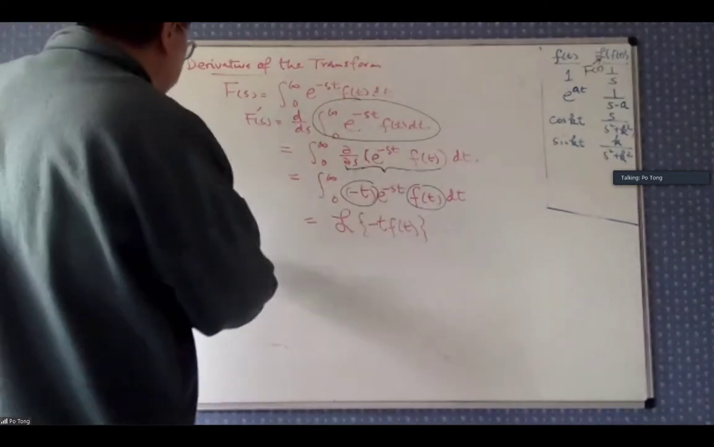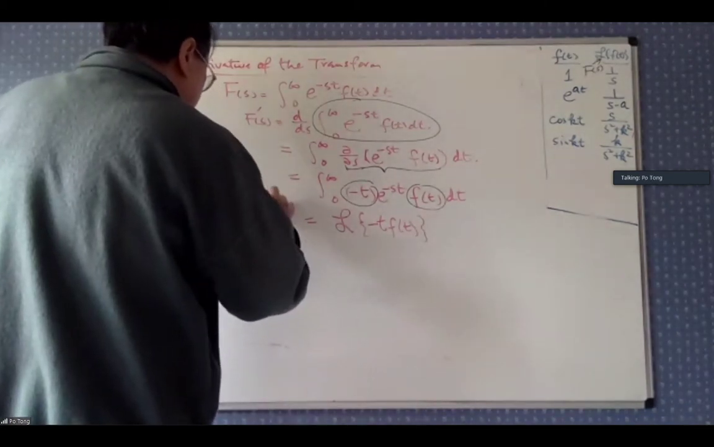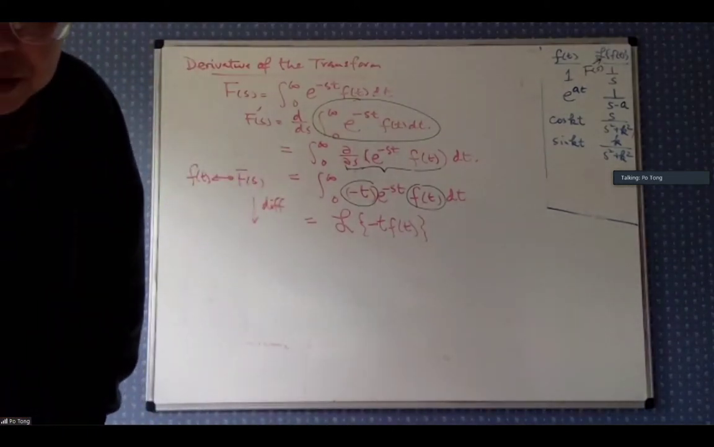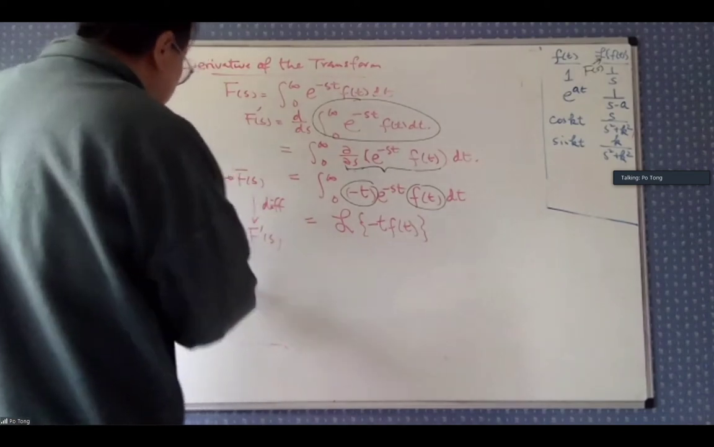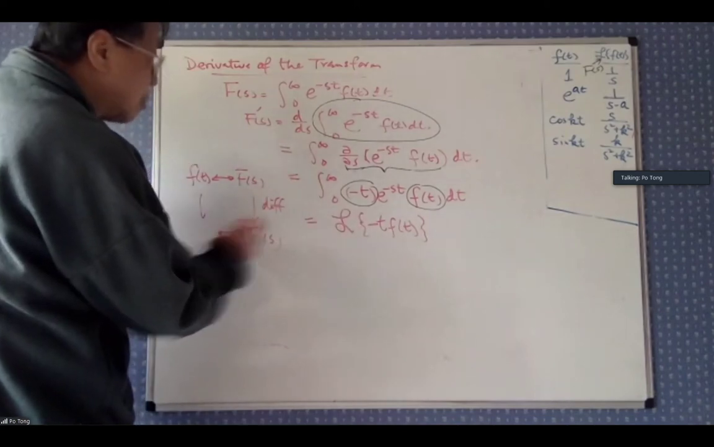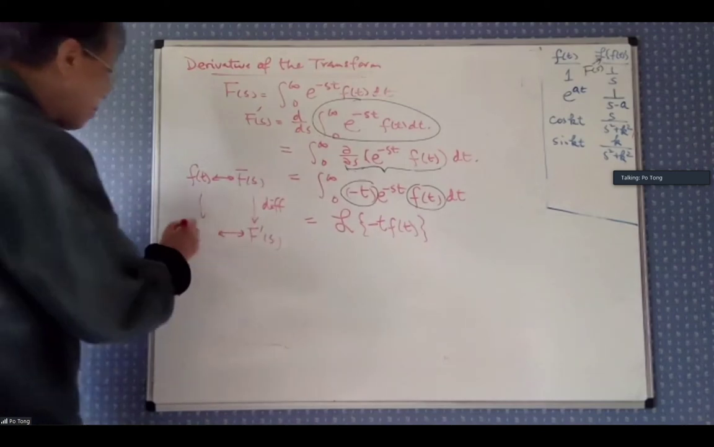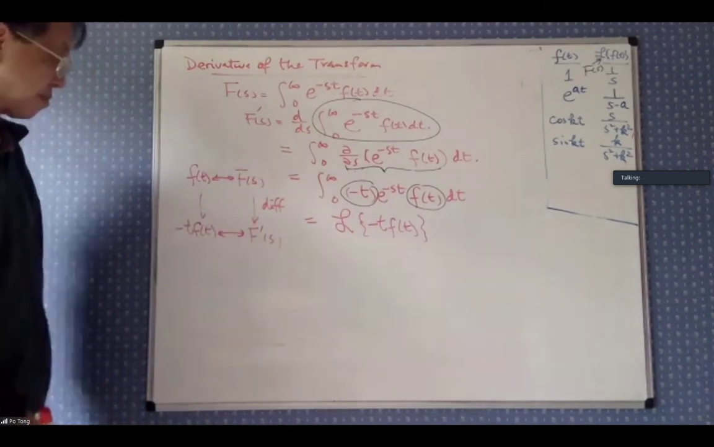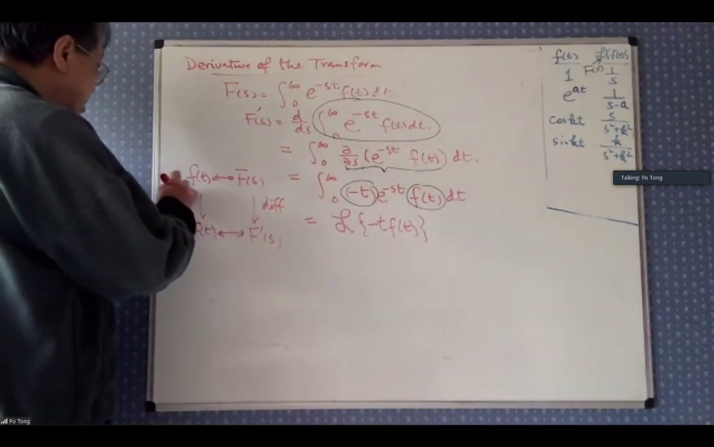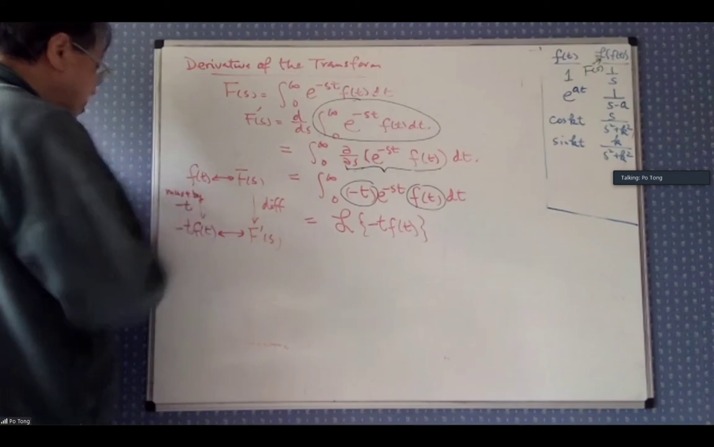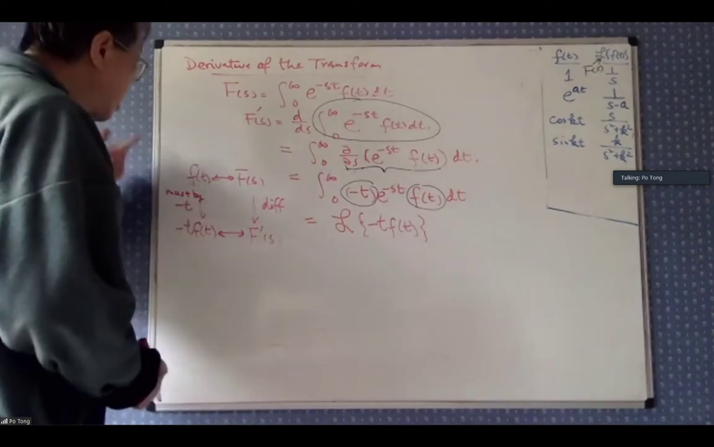Okay, so now we kind of answered the question earlier. If this is f of t and this is f of s, when you take the derivative here, differentiation, you get f prime of s. And this other side, because here you're going backwards, is f prime of t, the Laplace transform of this. So the inverse transform going backwards is minus t f of t. So differentiation over here is multiplication by negative t. Differentiation in the s domain is the same as multiplication by negative t in the time domain.